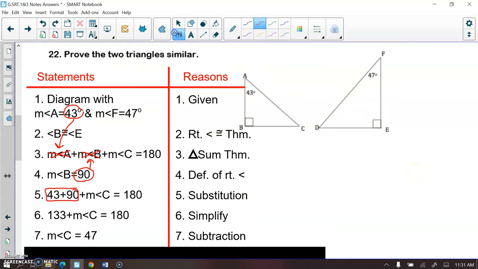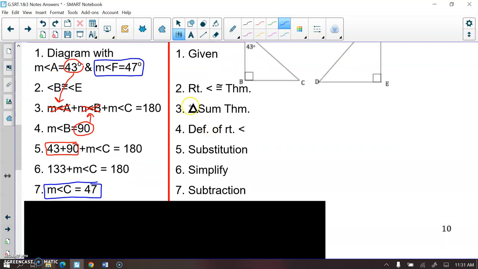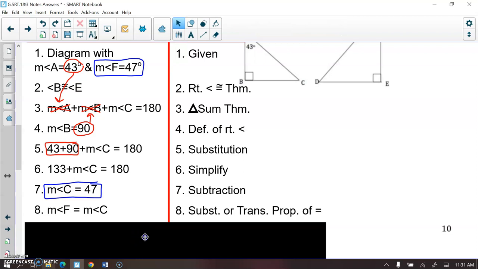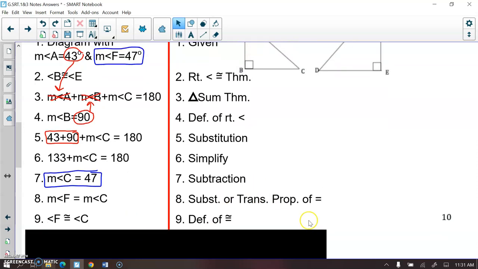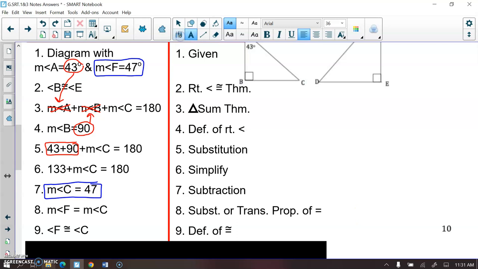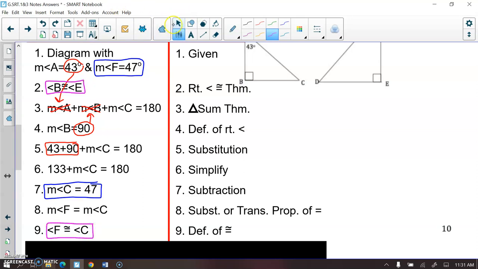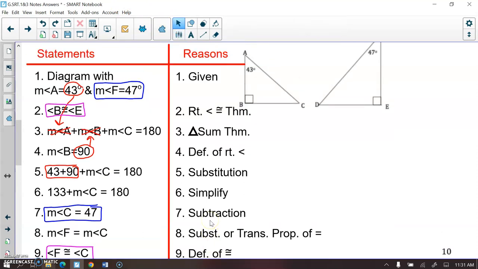We should now notice that the measure of angle F equals 47 degrees and the measure of angle C equals 47 degrees. So that would mean that the measure of angle F and C are equal. That's either substitution or transitive property of equality, depending on how you look at it. Well, if they're equal, then I know that they're congruent by the definition of congruence. So now I have one pair of angles congruent from the start, and I just proved a second pair of angles congruent. So now I can say that these triangles are similar.